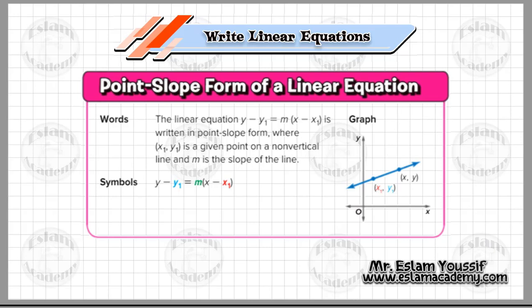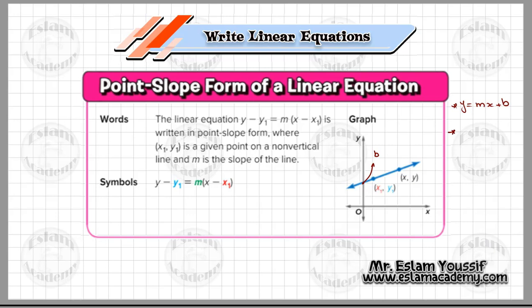The first form is defined by the slope-intercept. We can write the slope-intercept form as y = mx + b, where m is the slope and b is the y-intercept. The y-intercept is the value of y when x equals 0, and we can find it from the graph where the line intersects with the y-axis.